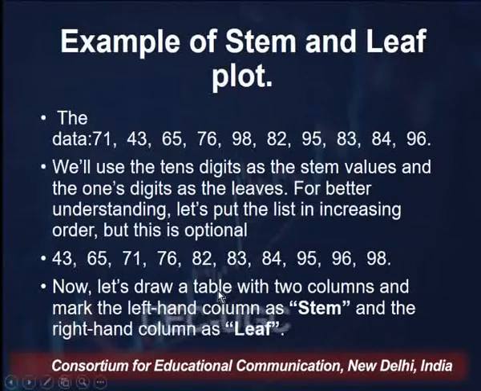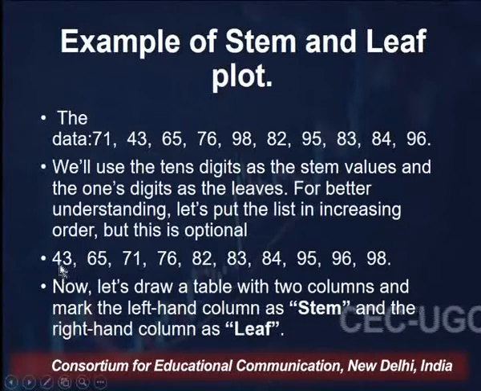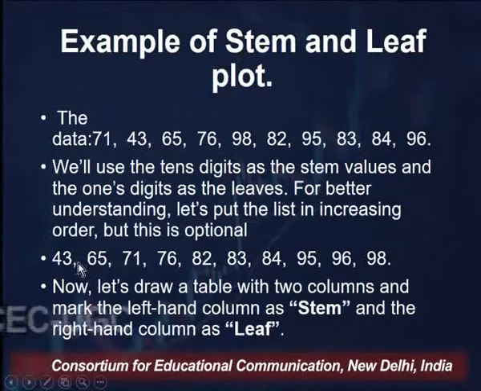Now, we will draw a table with two columns, mark the left hand column as stem and the right hand column as leaf. So, see here, I will show the picture shortly, but the first stem here is 4. Now, there is no number starting with 51, 52, 50 and so on, but we will still retain that stem, we will not plot anything there. The next stem will be 6, next stem will be 7 for these two numbers, for these three numbers stem will be 8 and for these three numbers stem will be 9.